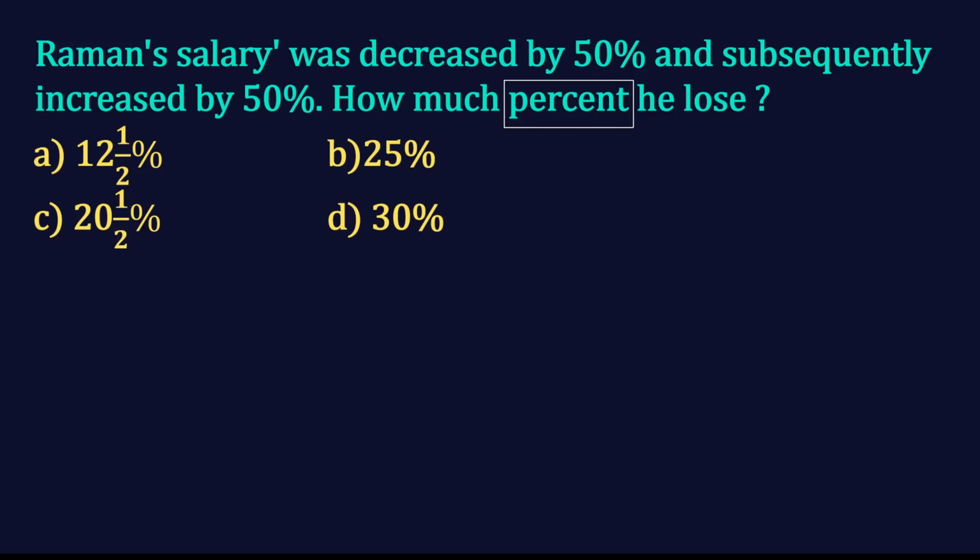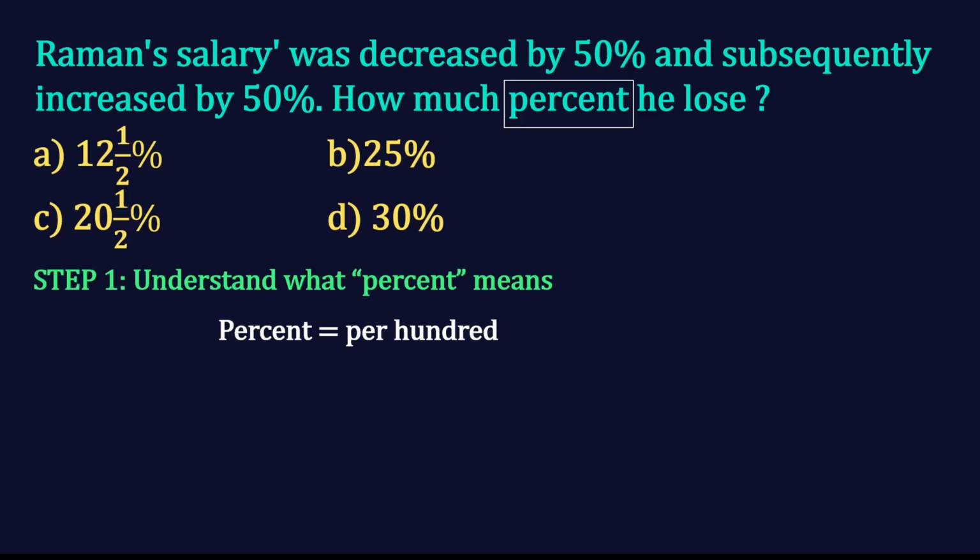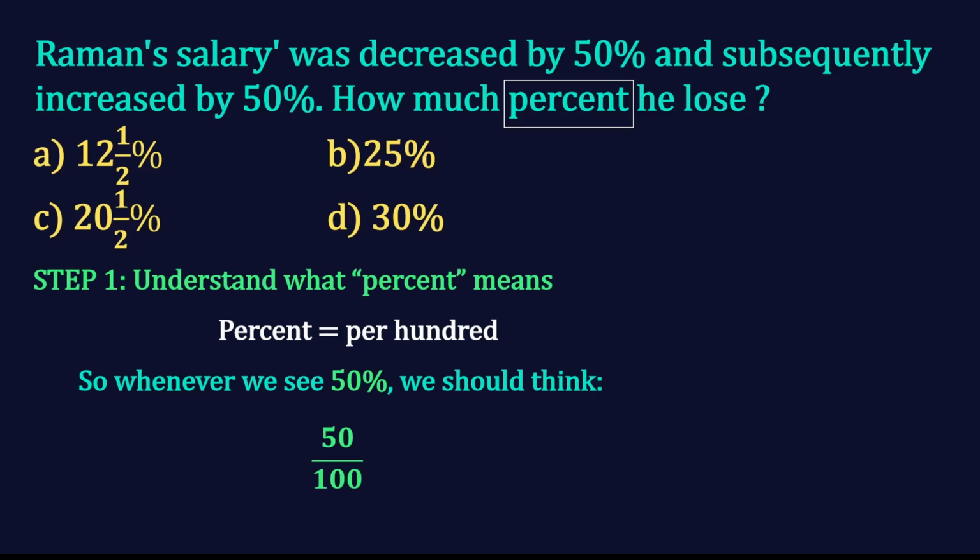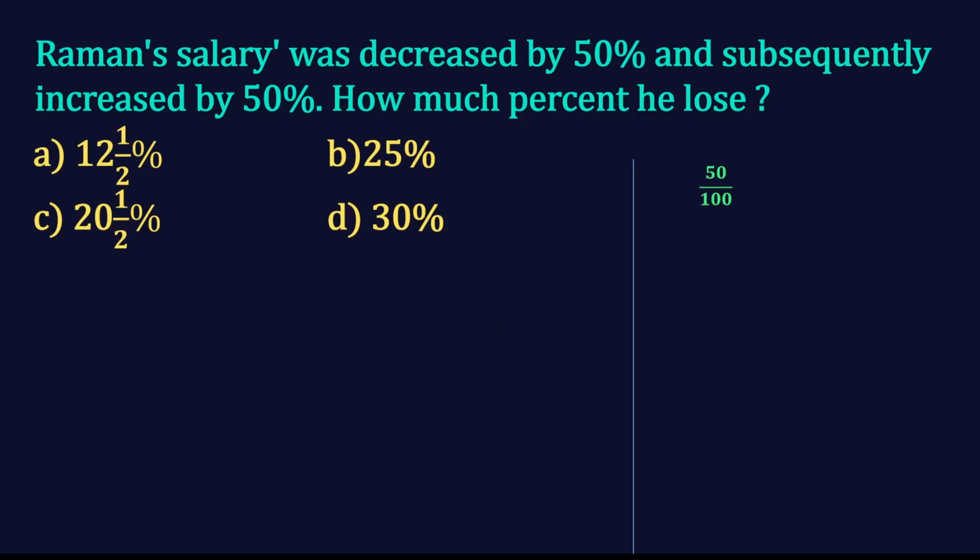So what is a percent? Percent here literally means per 100, meaning the whole value or the total value. So whenever we see 50%, we should think 50. If I remove the percent, that would be 100. So 50 out of 100. So let me put that out there.